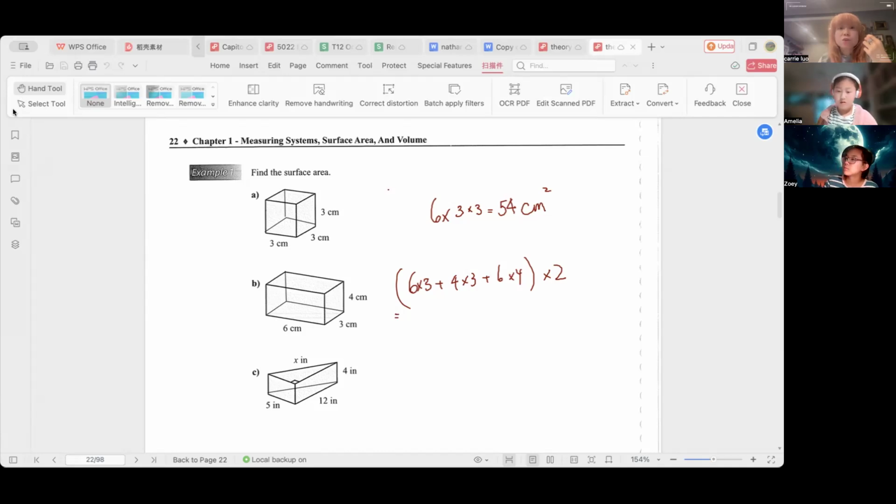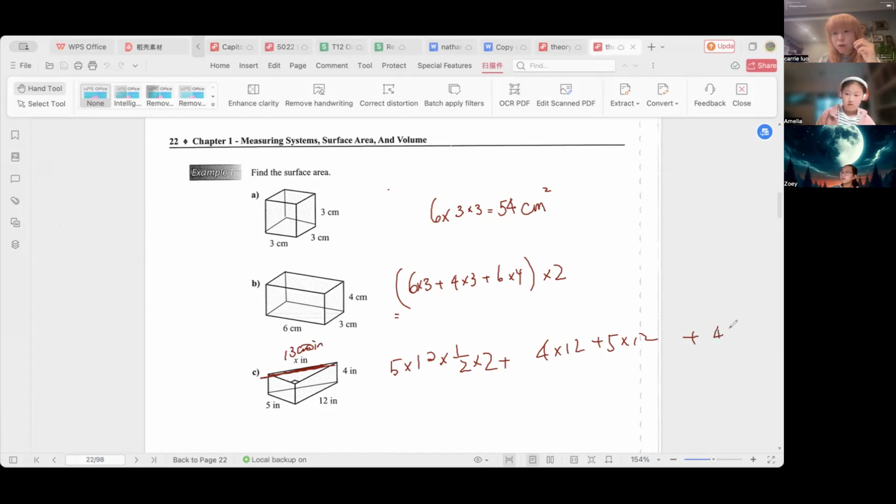Okay, last one. 5 times 12 times half times 2, plus 4 times 12, plus 5 times 12, plus what? We don't know this x, right? 5 squared plus 12 squared equals 13 centimeters. Sorry, 13 inches. Plus 4 times 13.